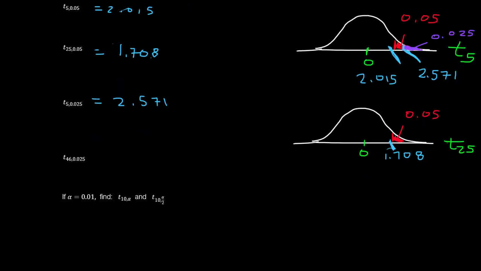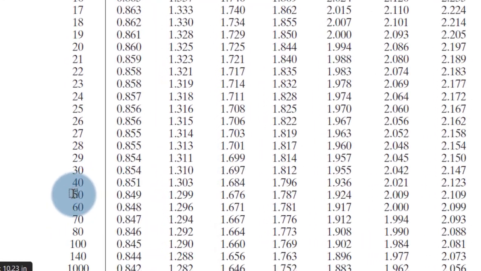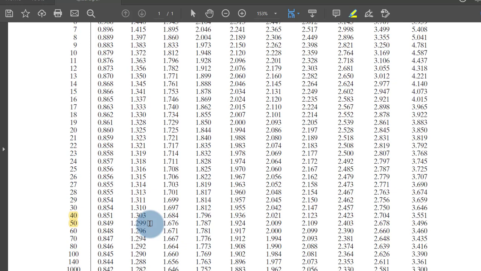Scrolling down again, let's look at 46 degrees of freedom, and we want to find the t-value such that the area to its right is 0.025. So let's go back to the t-table. Okay, 46 degrees of freedom, you'll see, is not listed here. There's a 40 and there's a 50. So if this happens, I think an easy way to address this is just to use the closest degrees of freedom. 46 is what was given, so we'll go to 50.